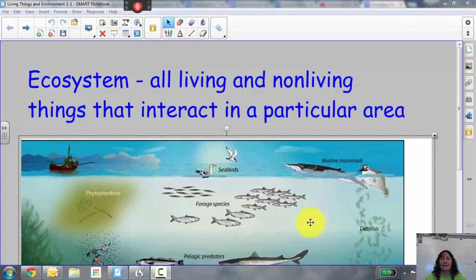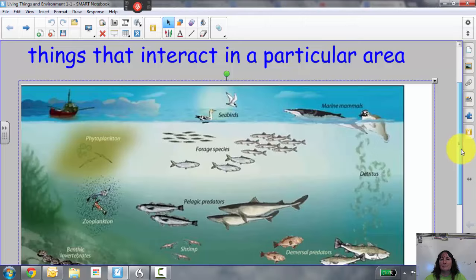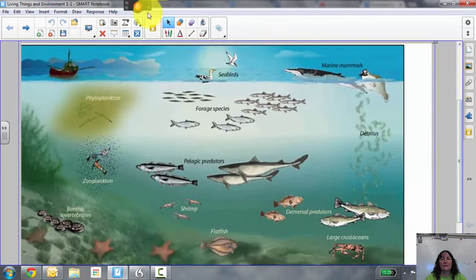Hello, 6th grade. This is Mrs. Froman, and you're going to be taking notes on Chapter 1, Section 1 from your environmental science book. It's about ecosystems and populations and communities. We're going to start out with an ecosystem, which is all living and non-living things that interact in a particular area. So this picture shows an ocean ecosystem.